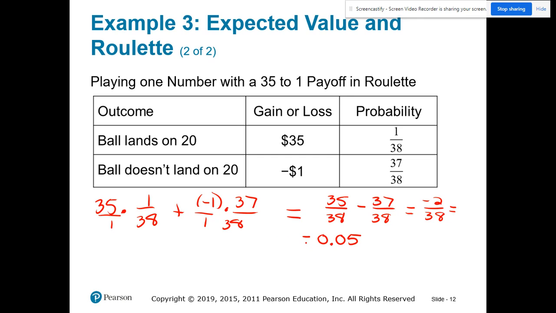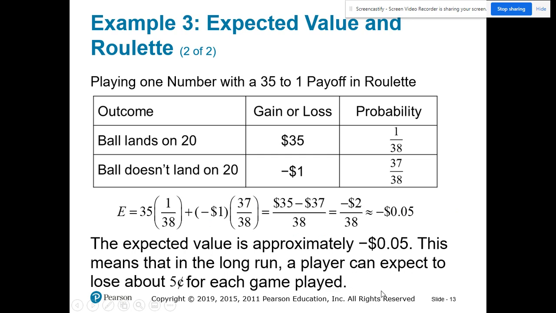So it's negative, which means you're going to end up losing money. And we're talking 5 cents for each game you play. I'm not talking about if you play one game and you win, whatever. I'm not talking about if you play 10 games. I'm talking about if you play 100,000 games, you can expect to lose 5 cents for each game you play. This is for each game you play. Okay. All right.